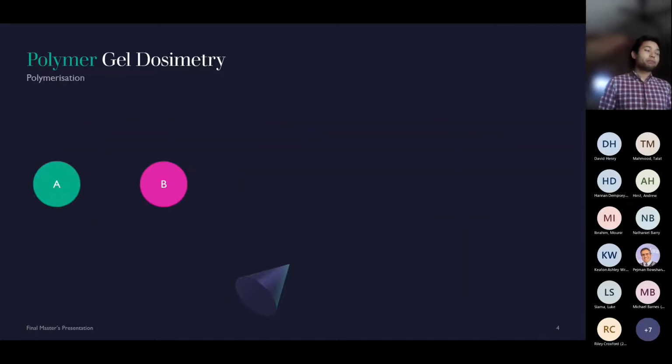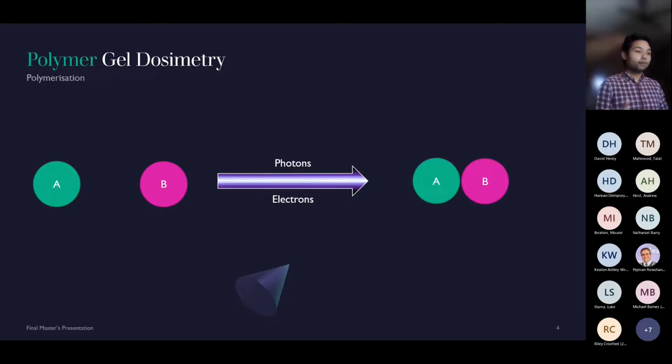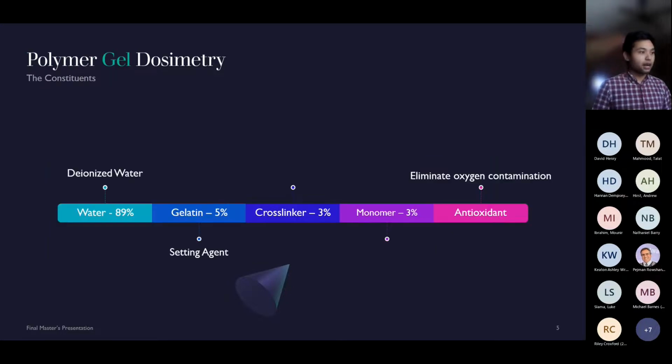The way that polymer gels work is through a process called polymerisation. Say we've got components A and B, which are called monomers. We expose them to high energy photons or electrons, and they then combine together to form a chemically stable chain. This is what's called a polymer. The monomer that I'll be using in my project is called N-Isopropylacrylamide, or NIPAM for short.